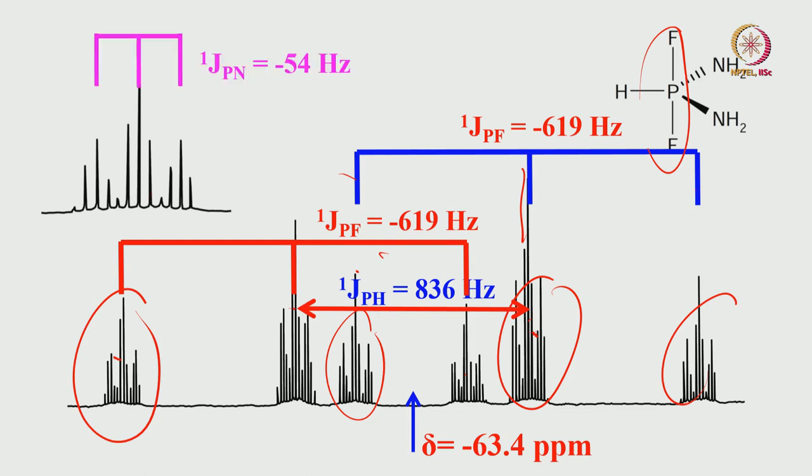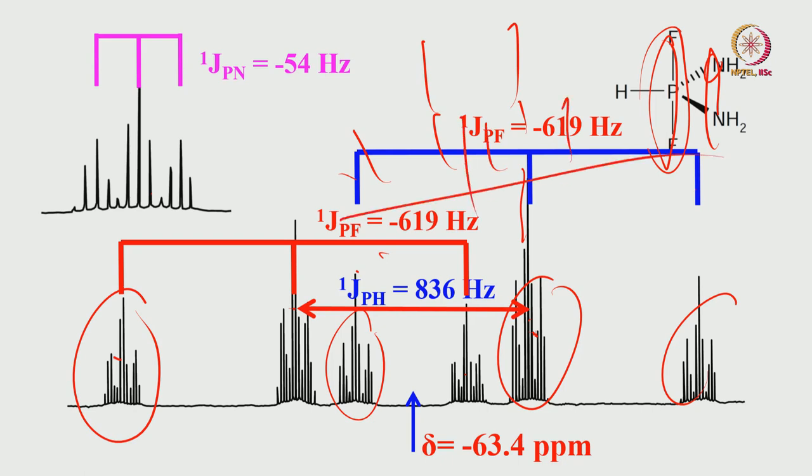When it is expanded, there is also PN coupling. There are two nitrogens which are equivalent, so that will split again into a triplet, similar to the fluorine. Two nitrogens are splitting each of these lines. We got a doublet of triplets, right? First there was a doublet and each line is a triplet, so there are six lines here: 1, 2, 3, 4, 5, 6. Each of these six lines is split into a triplet because of PN coupling. That is a 1, 2, 1 triplet.